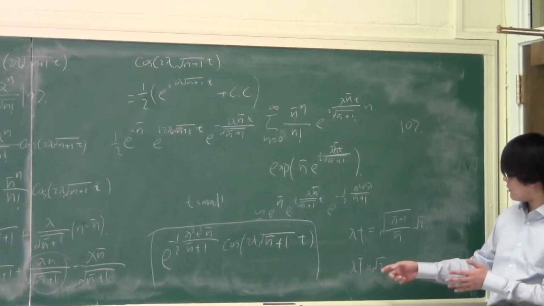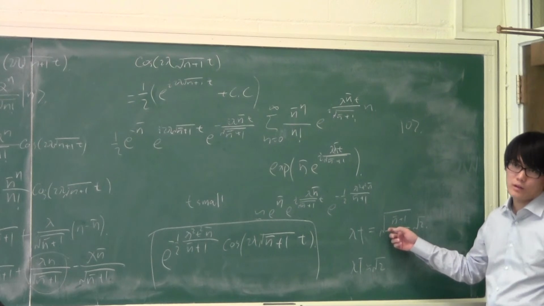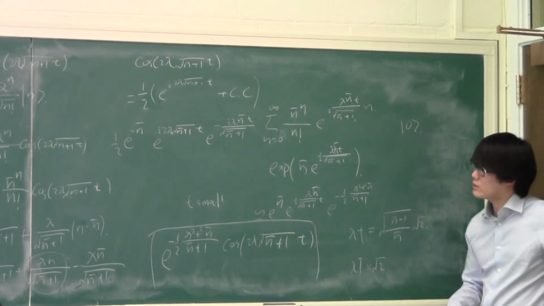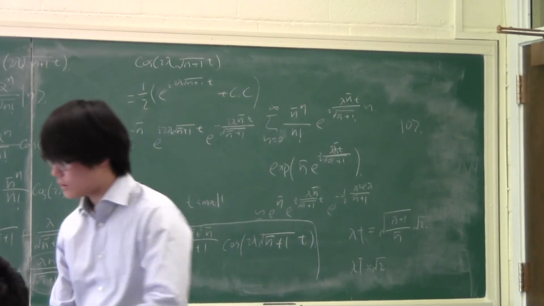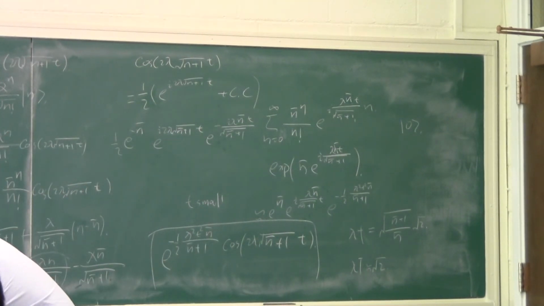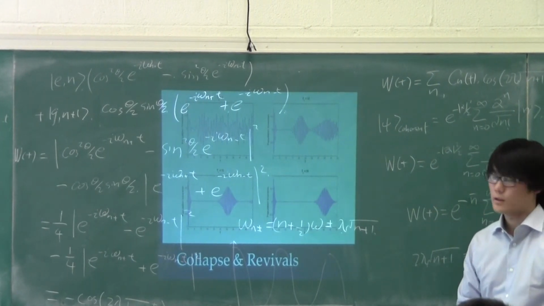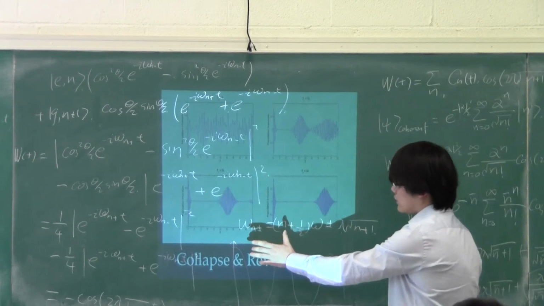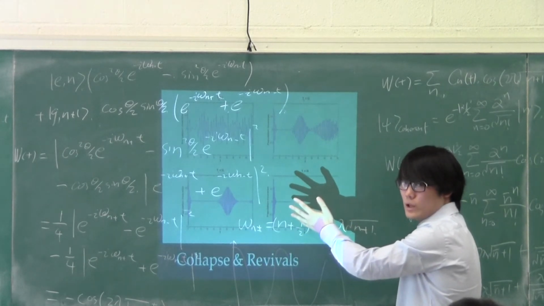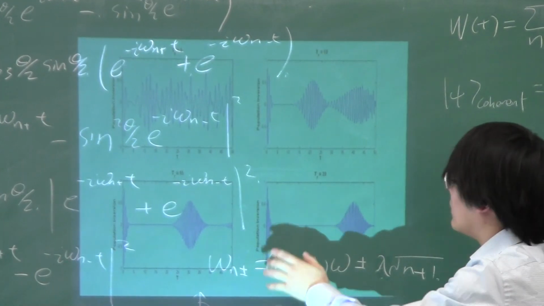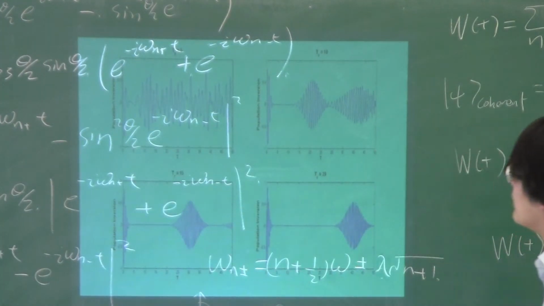However, if the expected number of photons is large, then the collapse is happening over here. This is why you have this collapse and revival. What we have shown here is that the first collapse is actually quite independent of the number of photons, except when the number of photons goes to 0 or 1. So we get these things.